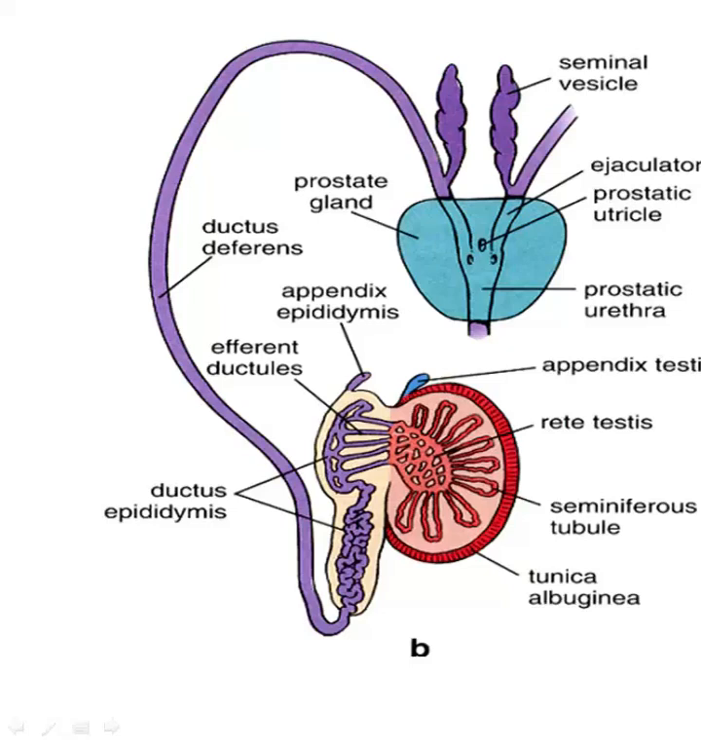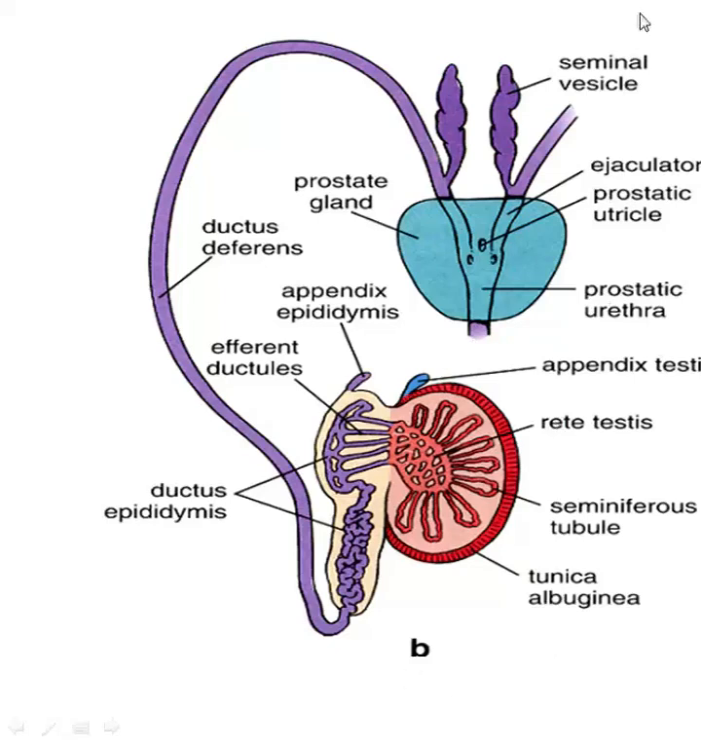Overall, the male reproductive system in mammals consists of this major portion, the testes, a duct system, the prostate gland, seminal vesicles, ejaculatory duct, and urethra. The urethra is surrounded by the prostatic glands.